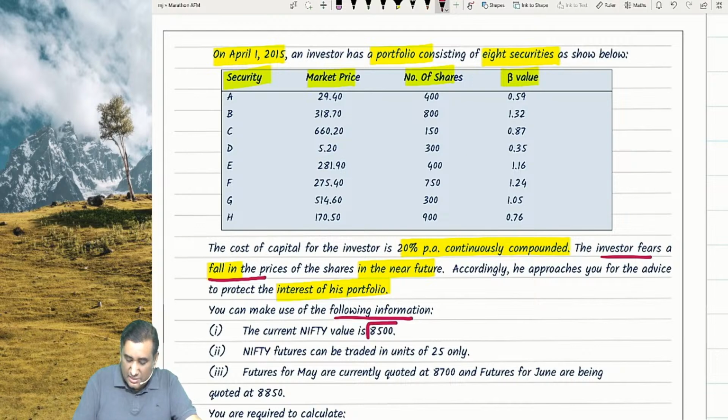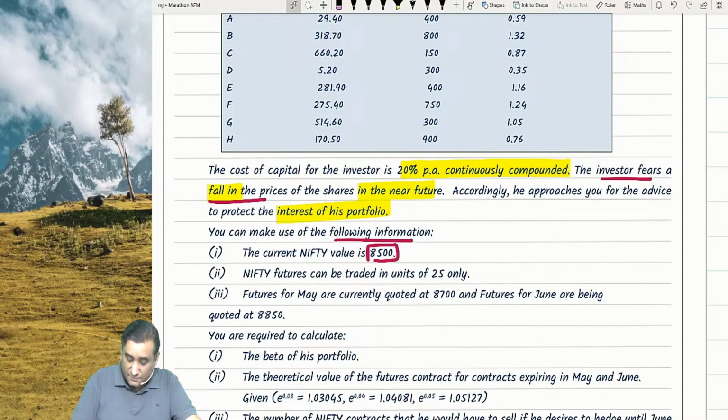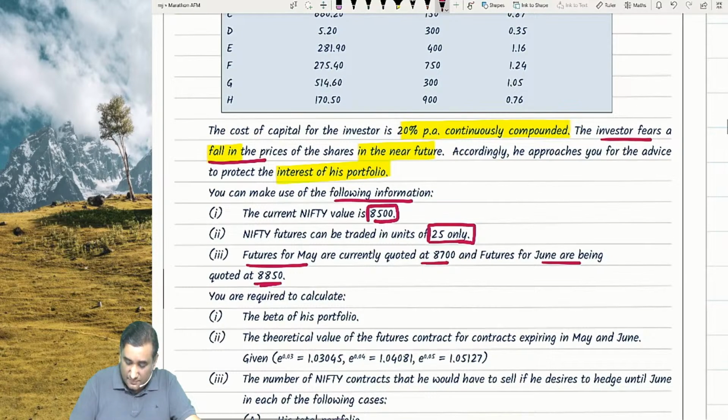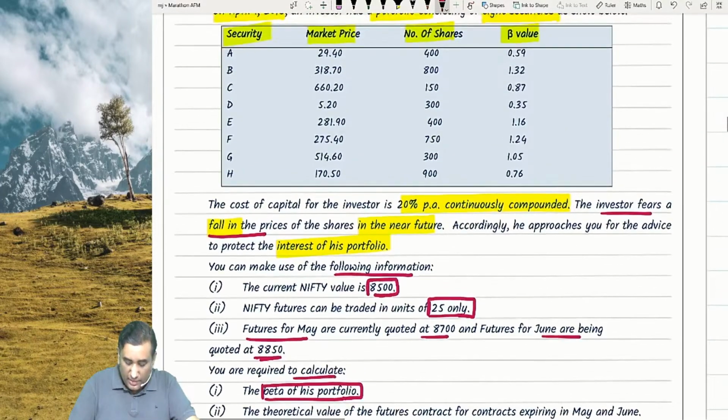Current Nifty price is spot price 500. Nifty is traded in lot size 25. Futures for May are currently quoted at 87 and are being 8850. These are actual future prices, required to calculate beta. This is the lengthiest part in the question. Beta of the portfolio when you calculate.